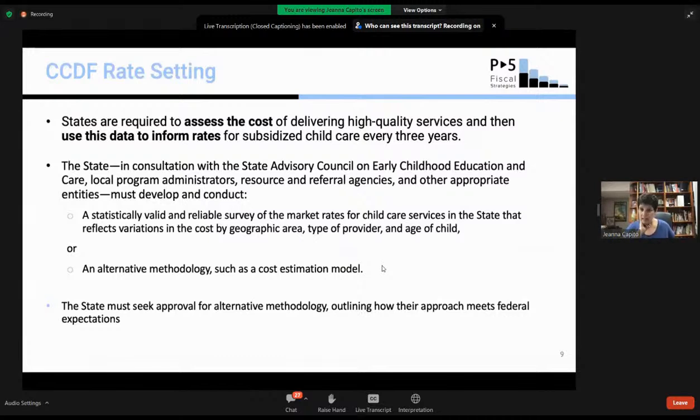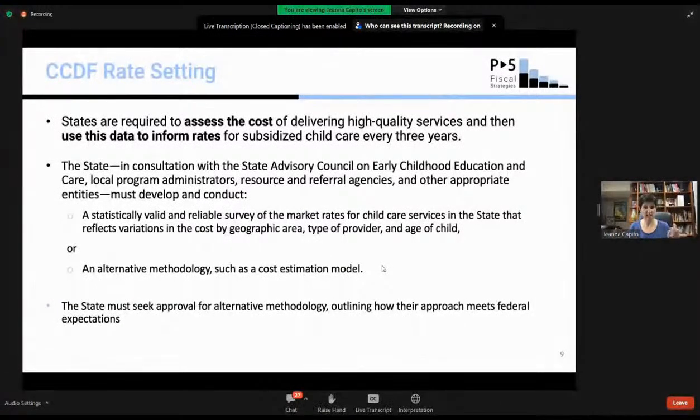In 2016, with the full reauthorization of the Child Care Development Fund language, it was included that you could use an alternative methodology, and that alternative methodology could include a cost estimation model or a cost study, which we're going to talk a little bit more about here in a second. States are required to seek approval for an alternative methodology, and as part of that approval they have to outline how their approach will meet some of the federal expectations of alternative methodology.